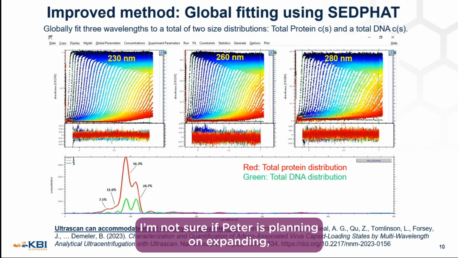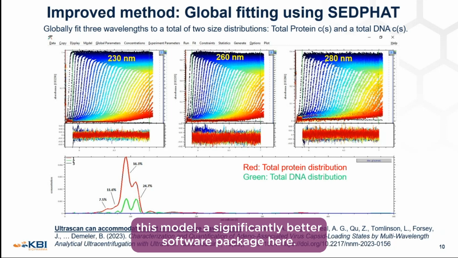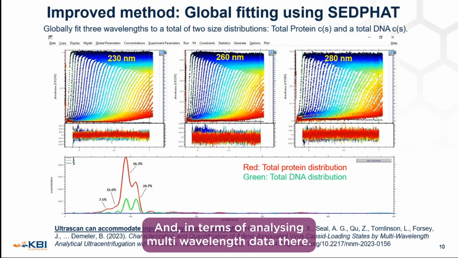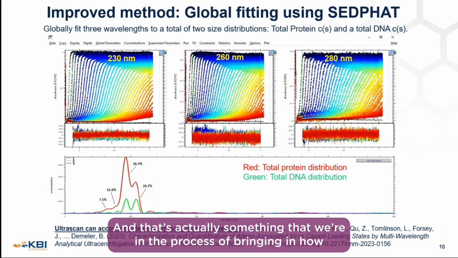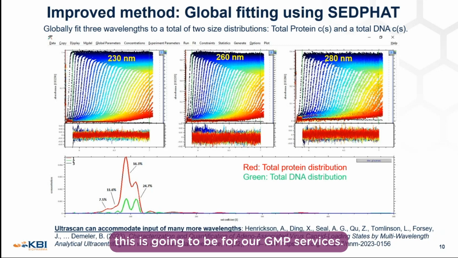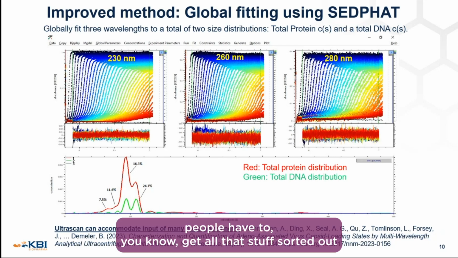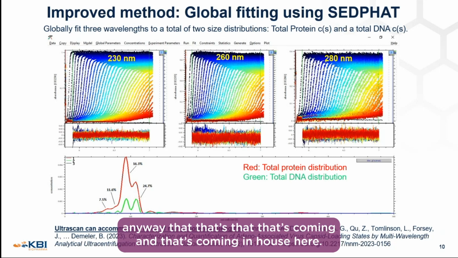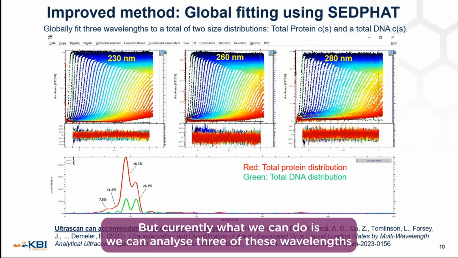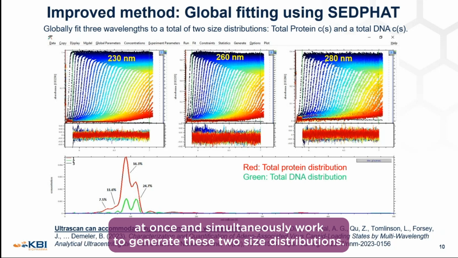I'm not sure if Peter is planning on expanding this model. There is a significantly better software package in terms of analyzing multi-wavelength data, and that's actually something that we're in the process of bringing in-house. This is going to be for our GMP services, and bringing something like that in is taking a long time. All the IT people have to get all that stuff sorted out. Anyway, that's coming in-house here. But currently what we can do is analyze 3 of these wavelengths at once and simultaneously in order to generate these 2 size distributions.